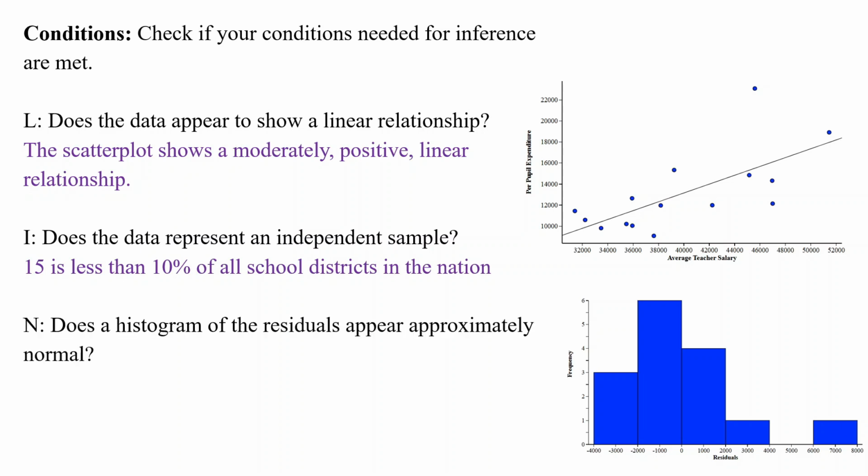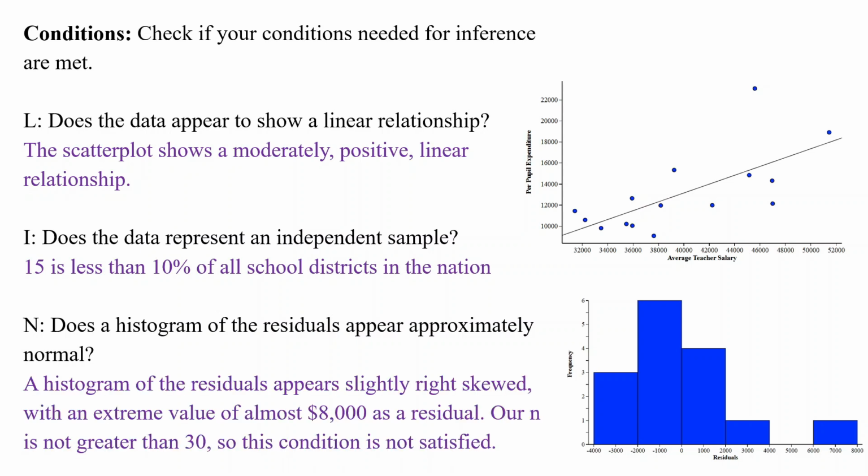The next one is N, normal. Does a histogram of the residuals appear approximately normal? So we were given a histogram here, and unfortunately it does not appear approximately normal. It appears slightly right skewed with an extreme value. There is a visual outlier between 6,000 and 8,000.